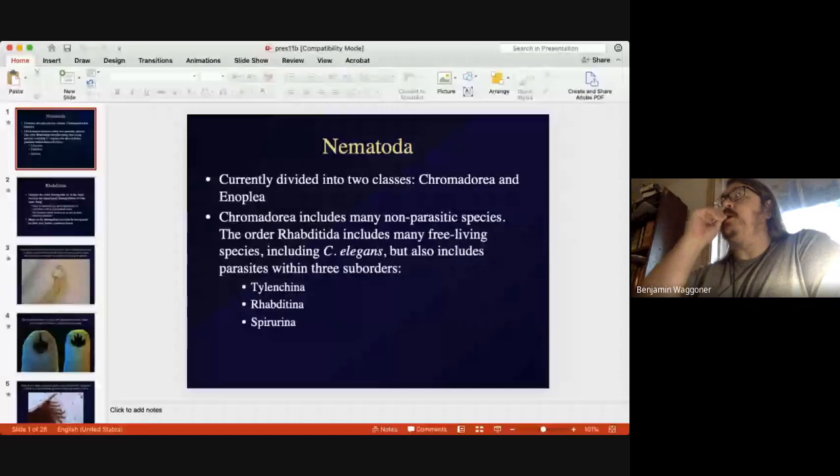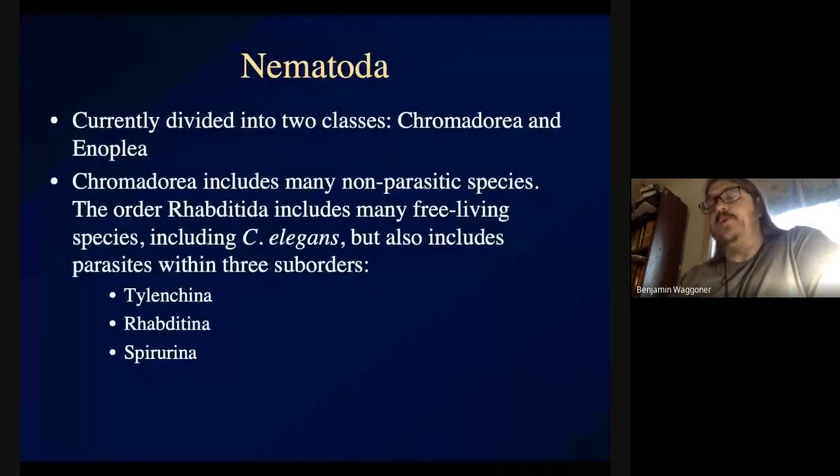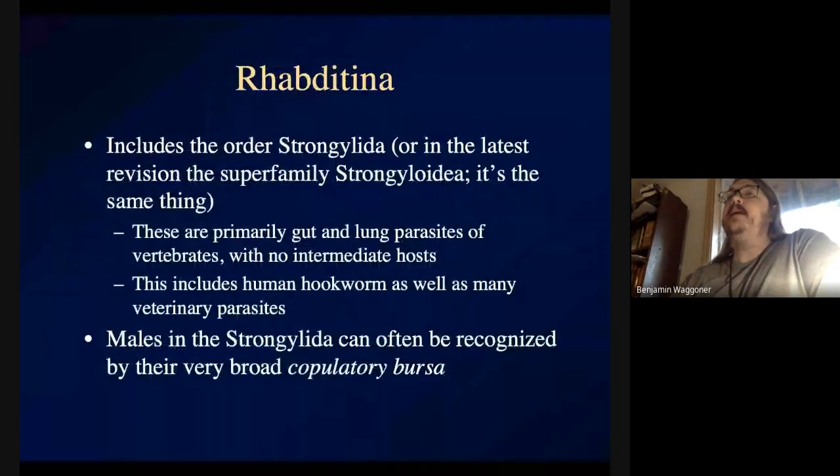Those include the insect parasitoids like Heterorhabditis, and they also include Strongyloides. The Rhabditina includes the order Strongylida. They are primarily gut and lung parasites of vertebrates. They include a lot of veterinary parasites. You can often tell the males because they've got a really big copulatory bursa.